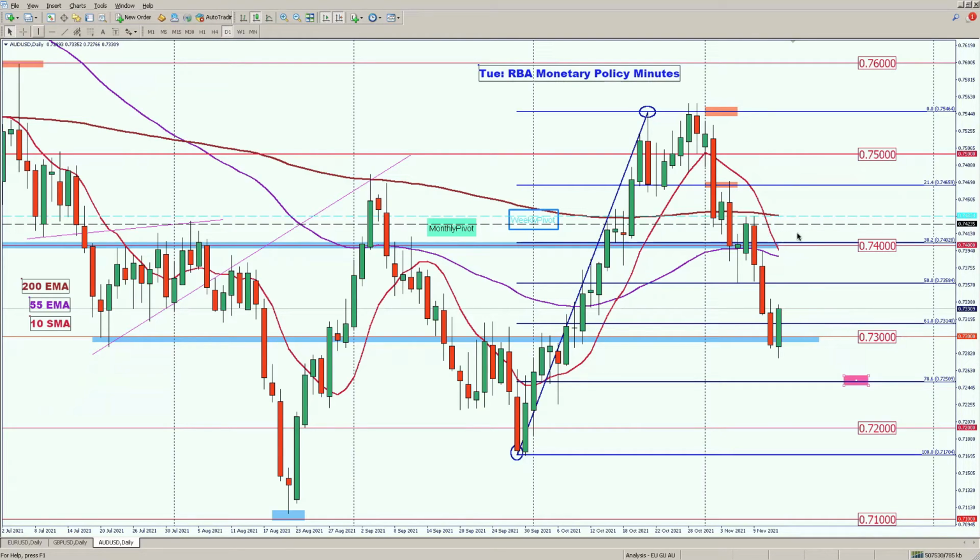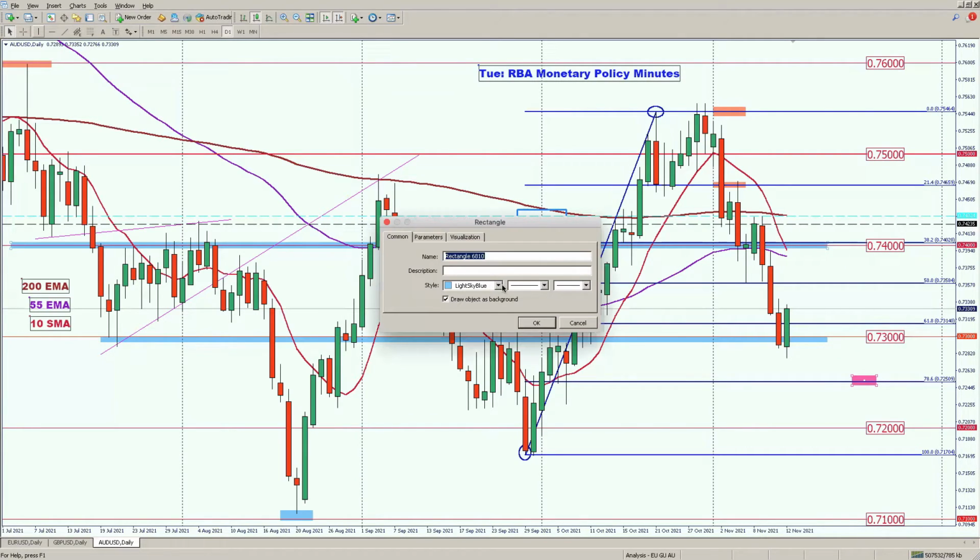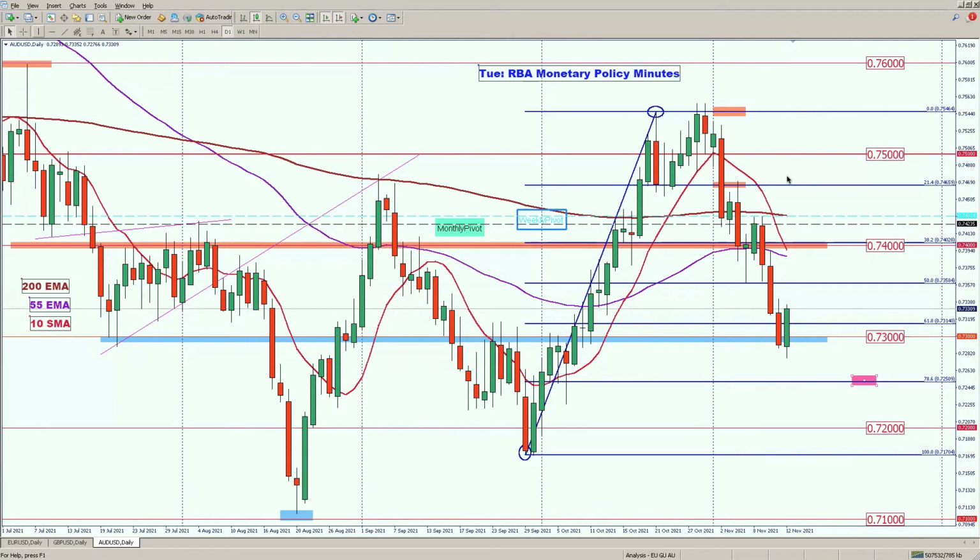So basically fell from just above 0.74 and then down 130 pips to 0.73 before Friday. It found some support, bounced back. And we'll see whether this is going to provide strong support now. So 74 is definitely a strong resistance zone. Can clear these levels now.